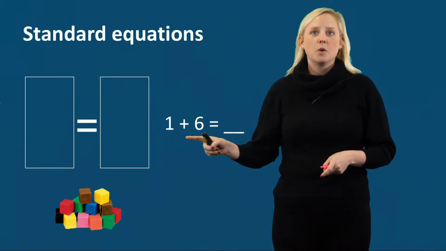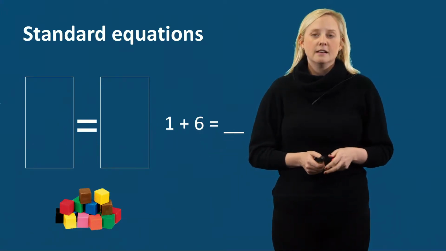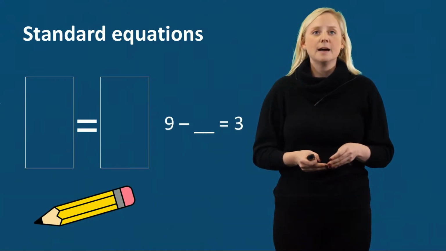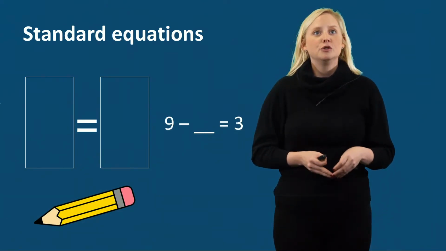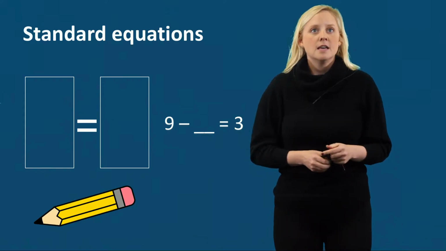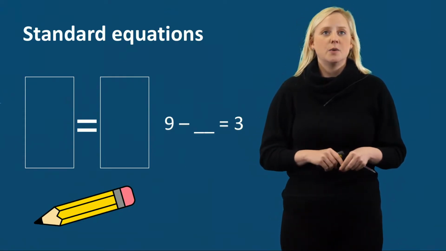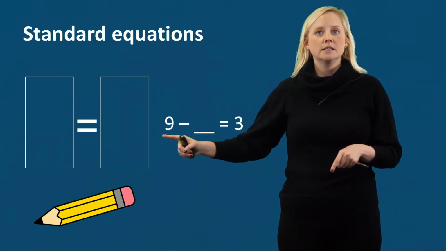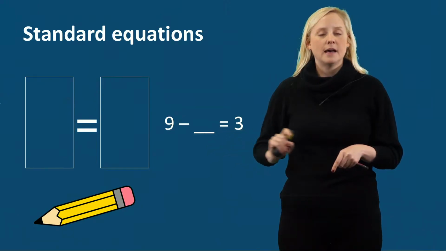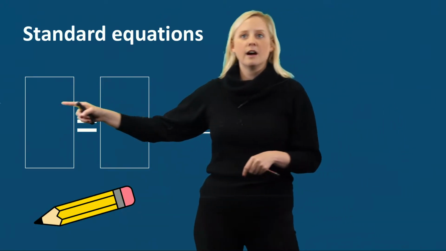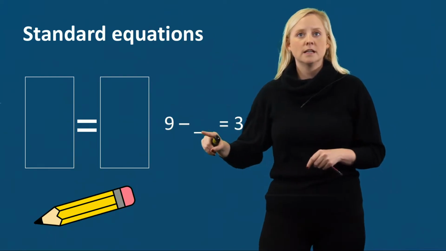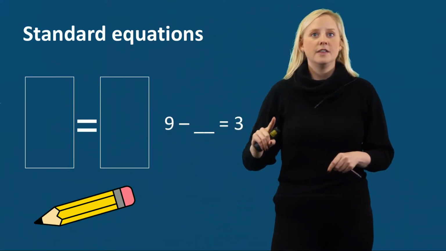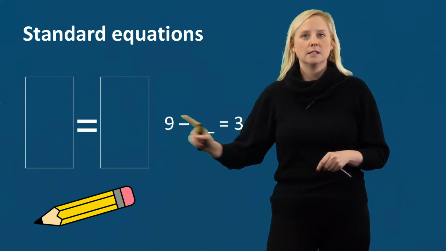Now that we've solved 1 plus 6 is the same as 7, let's solve another standard equation. But this time let's solve the standard equation using pictures or drawing. Here I see that this is a standard equation and it's subtraction because I see the minus sign. Our equation reads 9 minus blank is the same as 3. Again, over here I see a picture of my balance. What's on this side of the equal sign corresponds to this box, and what's on this side of the equal sign corresponds to this box.